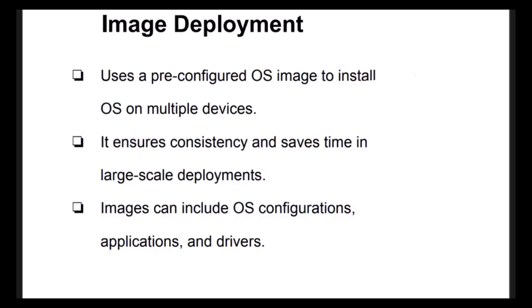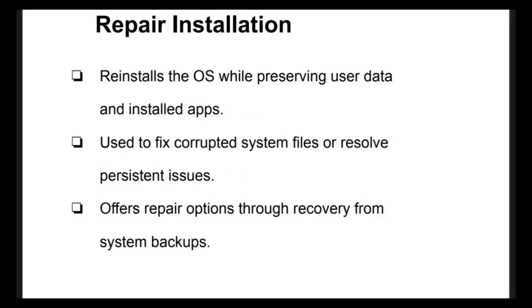Next, we have a repair installation. A repair installation is where we are reinstalling the operating system because we have some type of corrupted system files. What we do is our computer will isolate and preserve all of our user data and application settings. And then it will go through the process of fixing the corrupted system files.